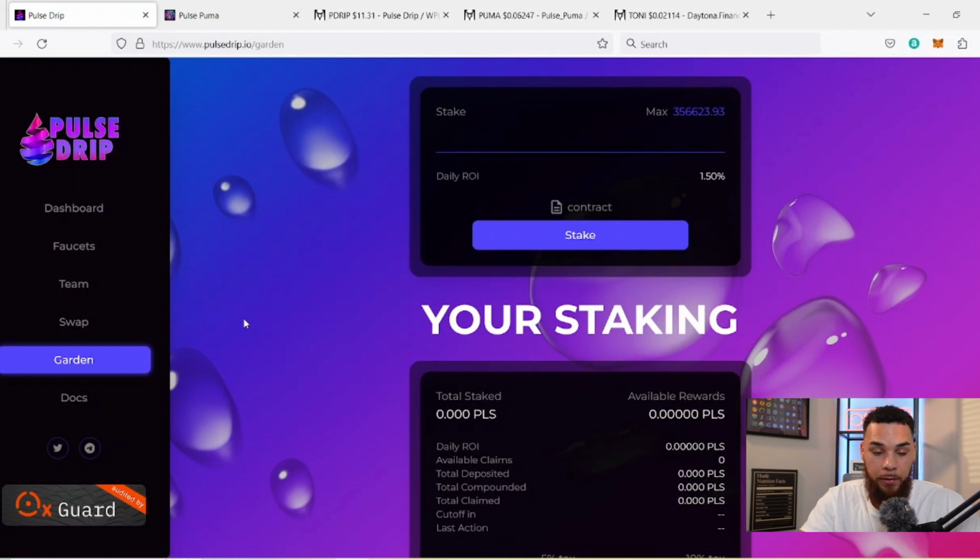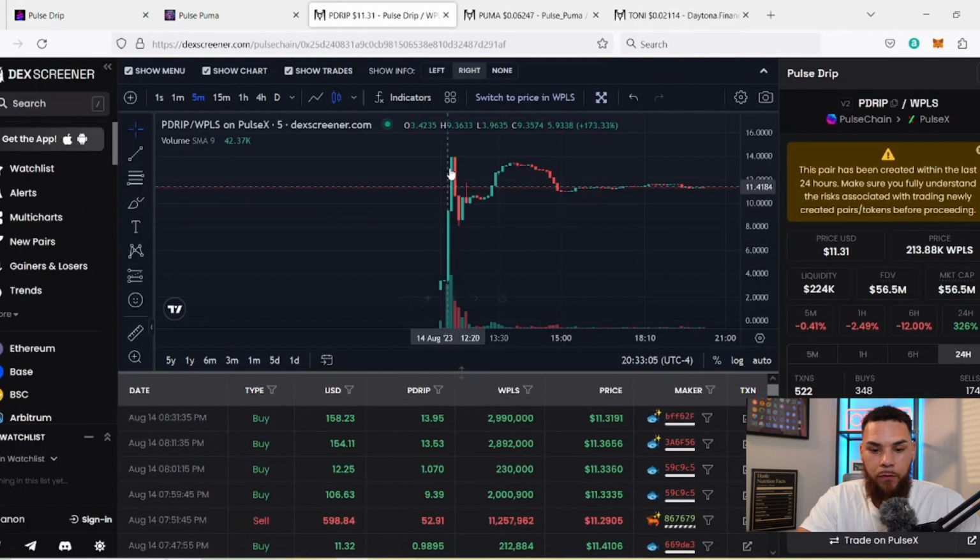Remember, it is a garden, and with the faucet and the garden, whatever you deposit into the system is going to be locked, and you have to earn your ROI in the rewards that you get back on a daily basis. So another good play over here, and the price is looking pretty good too. So it launched, it went up to almost $14, and it did a little bit of a correction, as we all know everything does, and it stayed pretty solid around the $11.31 mark.